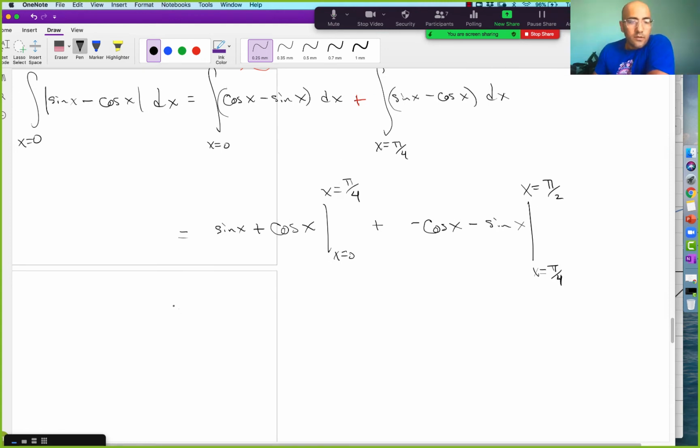Questions? Okay, so let's evaluate this one. We just stick a pi over 4 in both of these. So it'll be sine of pi over 4 plus cosine of pi over 4 minus sine of 0 plus cosine of 0. Okay, so that's that first one.